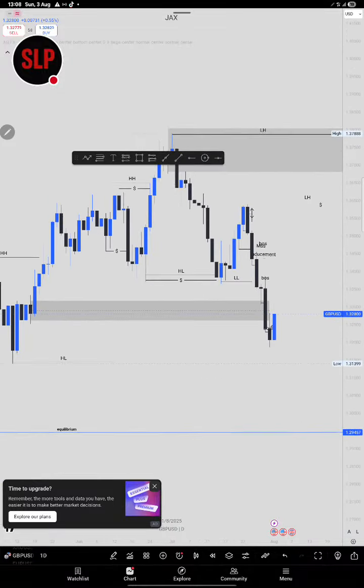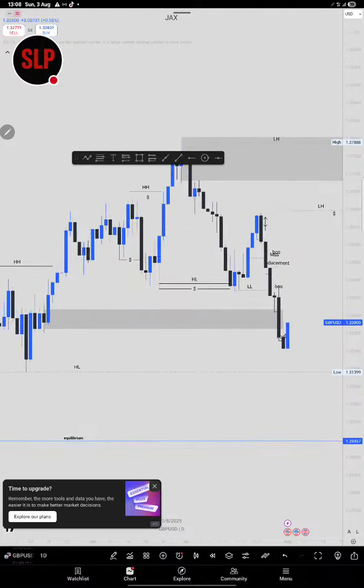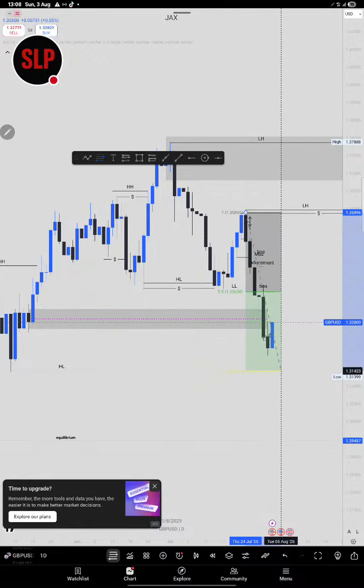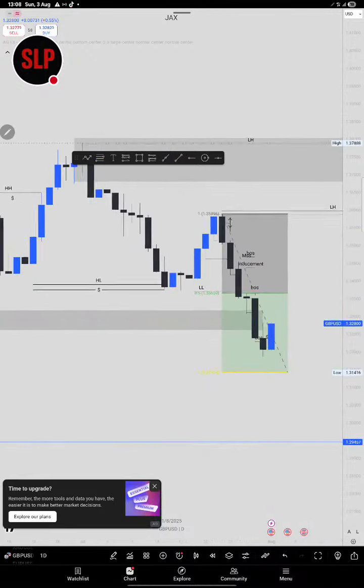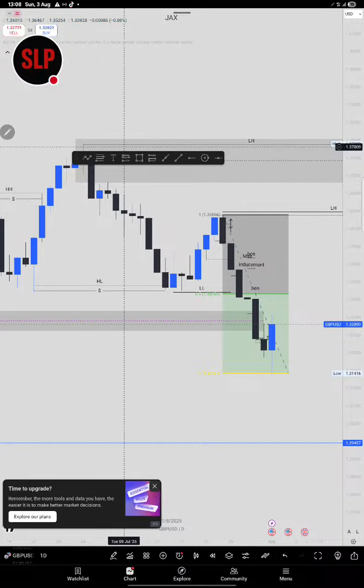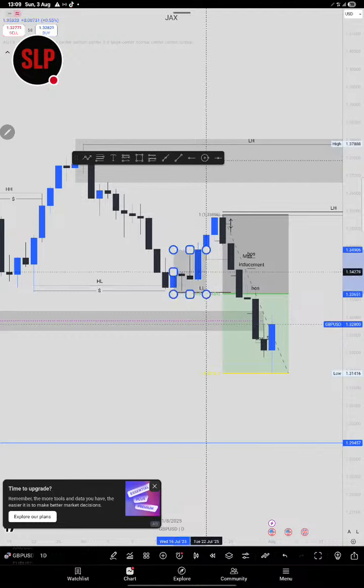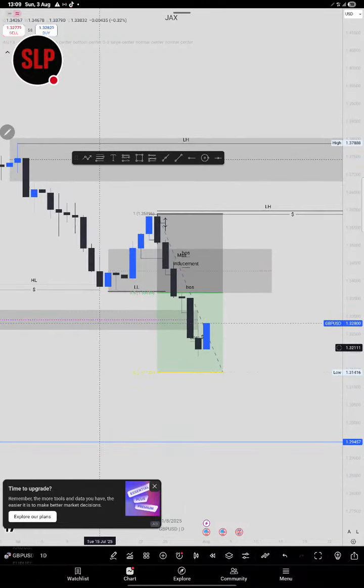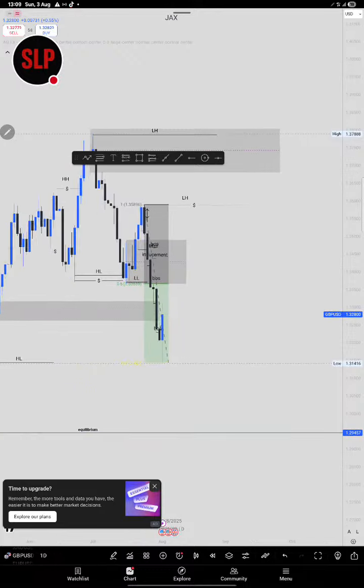So the next thing I'm expecting on JPSD is a pullback. This is my valid lower high, and probably we have the valid lower low. So I was expecting a pullback within this zone right here. This is on the 1 day time frame. So if anybody is buying, I think the buys are kind of valid. The buys right now are kind of valid.